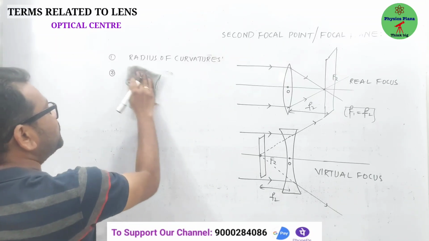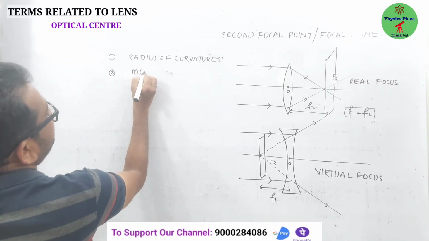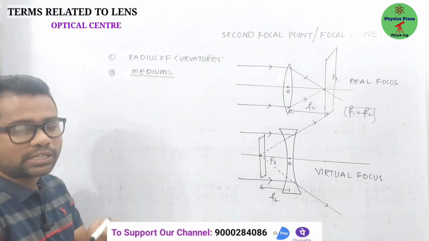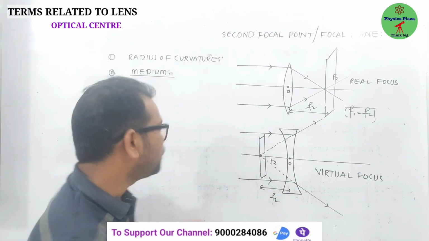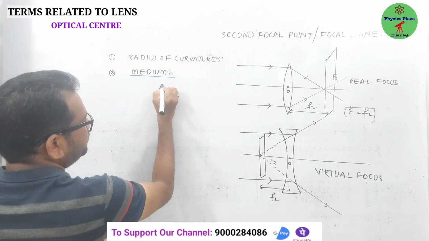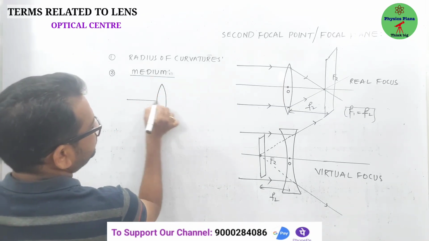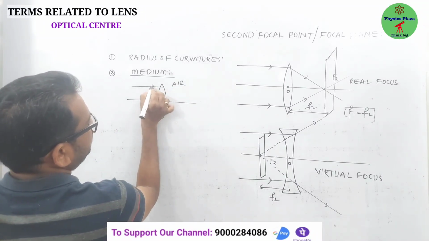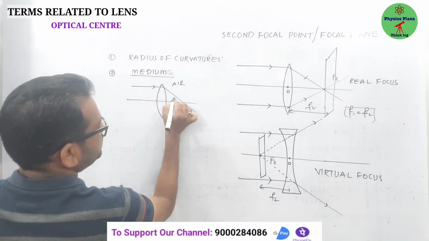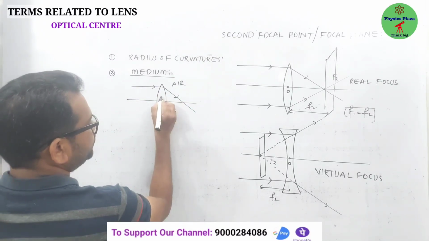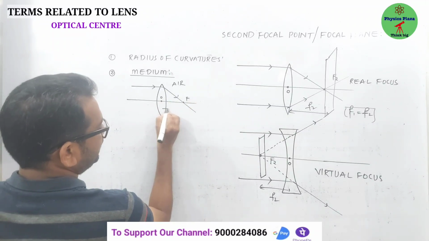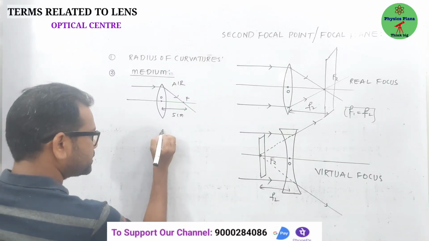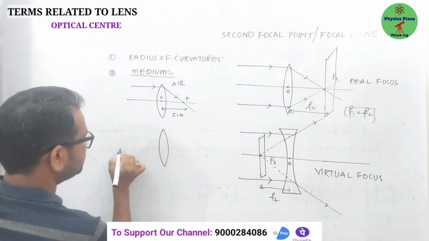The medium in which the lens has been placed. Let me give you one example so you'll understand. Suppose, children, here is a lens placed in air. Let us say a light ray comes like this. Here is the optic center, and here is the focus. Let us say the focal length is 5 centimeter. For the same lens, try to understand.